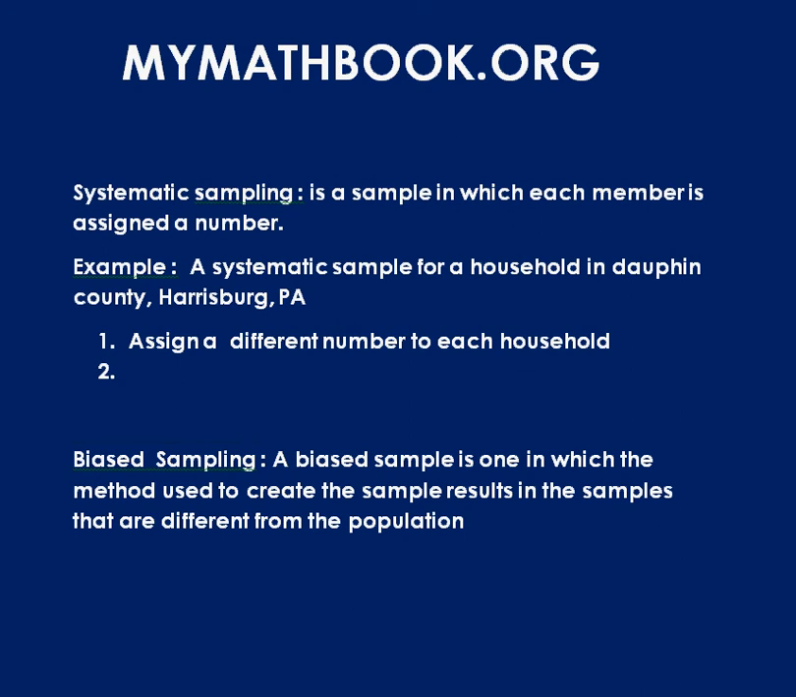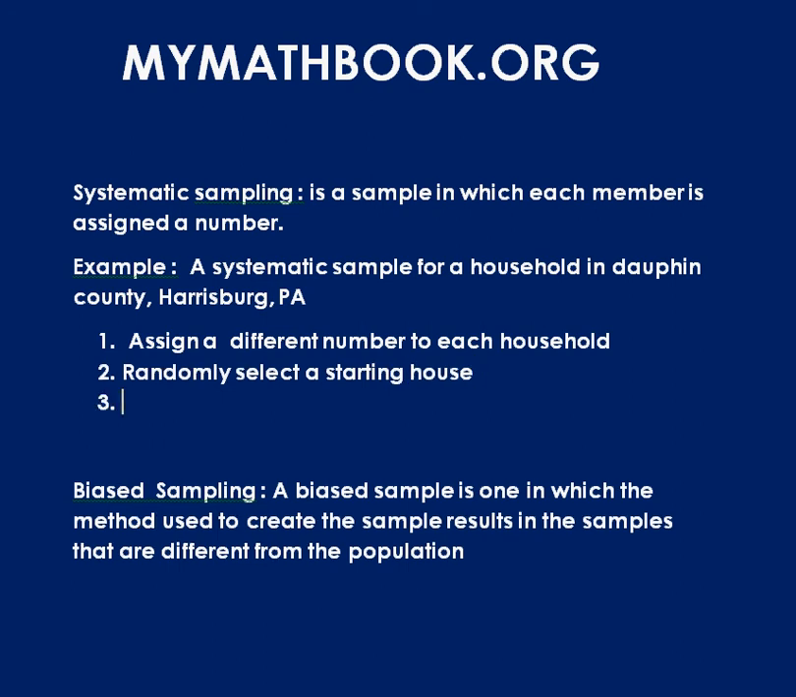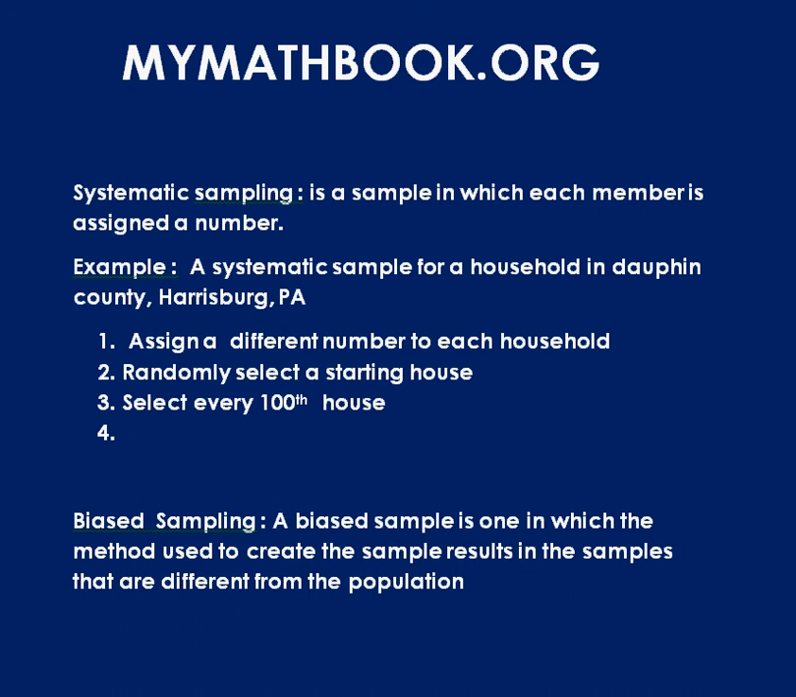So what we're going to do first is assign a different number to each household. So now we have a different number for each house. The next thing we're going to do is randomly select a starting house. The third thing you're going to do is select every 100th house. And then the last thing you're going to do is count the people in each house. All right, so this is how to do systematic sampling.